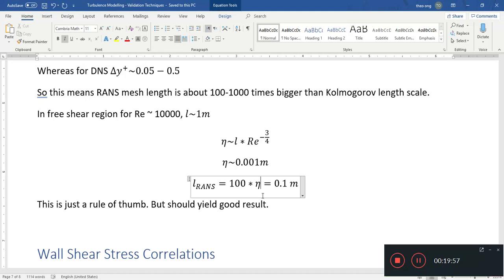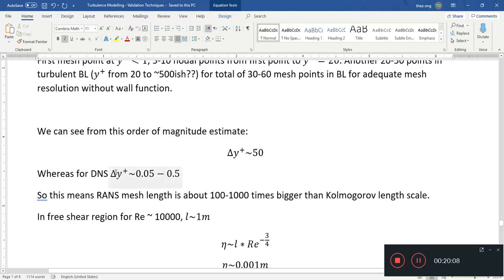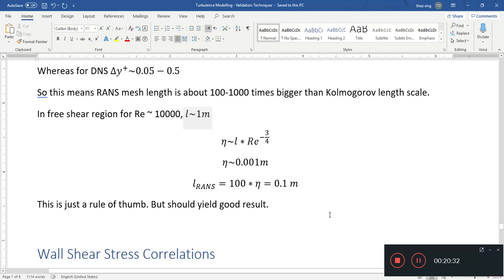So this is just a rule of thumb, just to get you started on the rough length scales you can have. Remember how I get it: I use a Kolmogorov length scale, and a rule of thumb that if your DNS y plus is about this much, and going from here to here is about 100 to 1000 times bigger, I will scale the free shear region Kolmogorov length scale by this same scaling amount, 100 to 1000 times, to get this length scale for RANS, Reynolds Average Navier-Stokes.